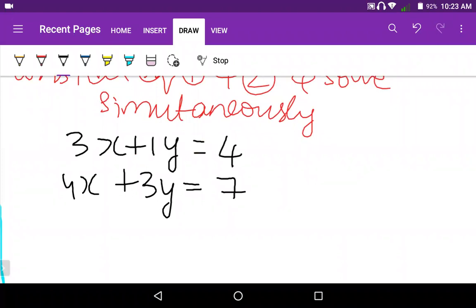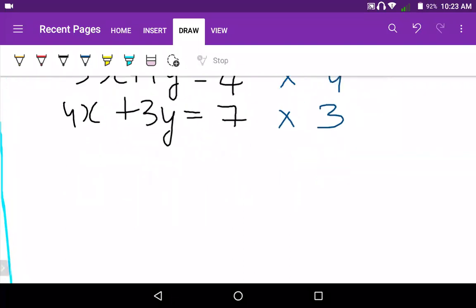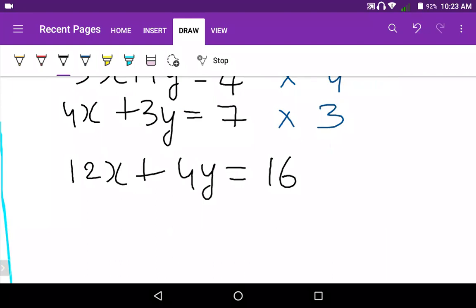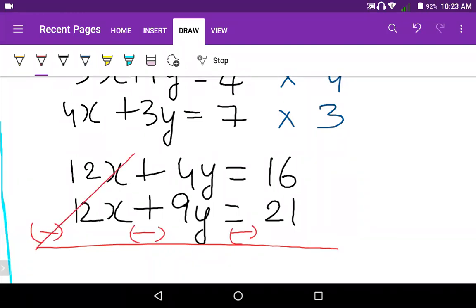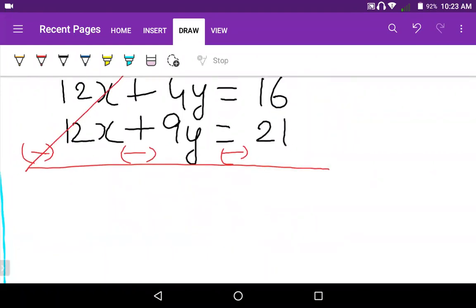Now, which are the numbers I have to multiply for equation number 1 and equation number 2? Which numbers can I multiply? 4 and 3. First equation will go by 4 and next equation will go by 3. Okay. So, what are the equations that I will get after multiplication? 4 3s are 12x plus 4 1s are 4y is equal to 4 4s are 16. Then again, equation number 2, 4 3s are 12x plus 3 3s are 9y is equal to 7 3s are 21. Okay, now we are supposed to subtract the equation. So change the signs everywhere. And plus 12x and minus 12x will get cancelled. Now once it gets cancelled, what is remaining? Plus 4y minus 9y. I'll have minus 5y is equal to minus 5.